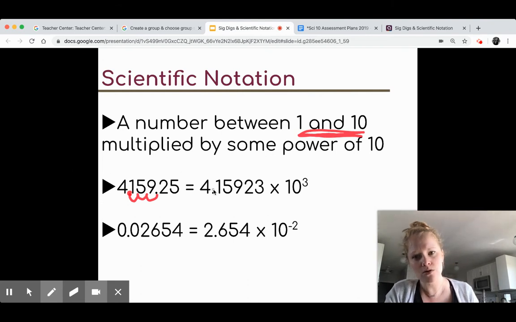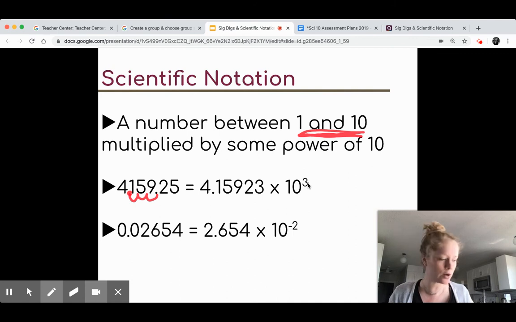Okay, so I have moved that decimal place 3 times, which essentially means in math, I'm just going to take that 415,923 and I am multiplying it by 10 to the power of 3.